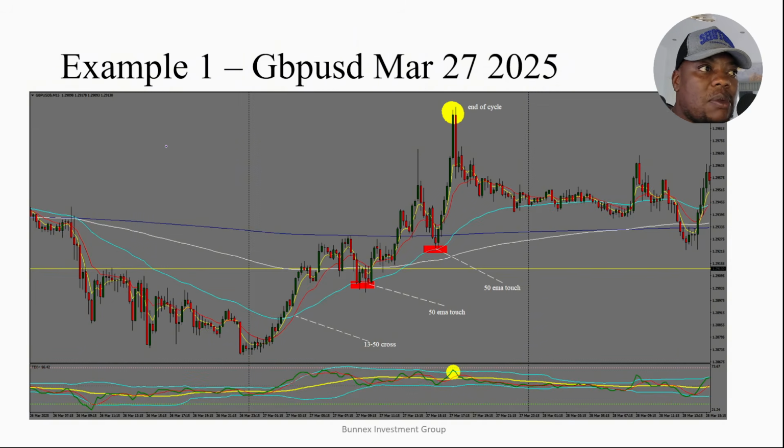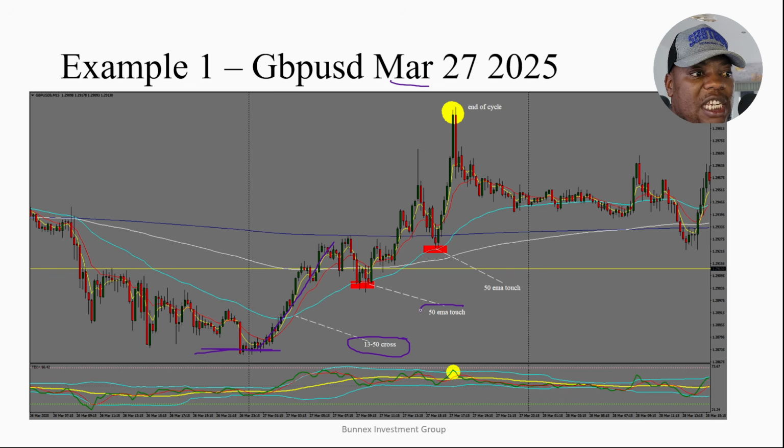All right, so example 1 is coming from GBP USD. That is snipped from March 27, 2025. You can go on your charts right now to see these particular examples so that you can fully concrete it in your mind. All right, so the first thing that we've said, utmost low. This is the utmost low. There's no price action below this particular price. And then we can see a 1350 EMA cross being issued. That is the first impulse to the upside.